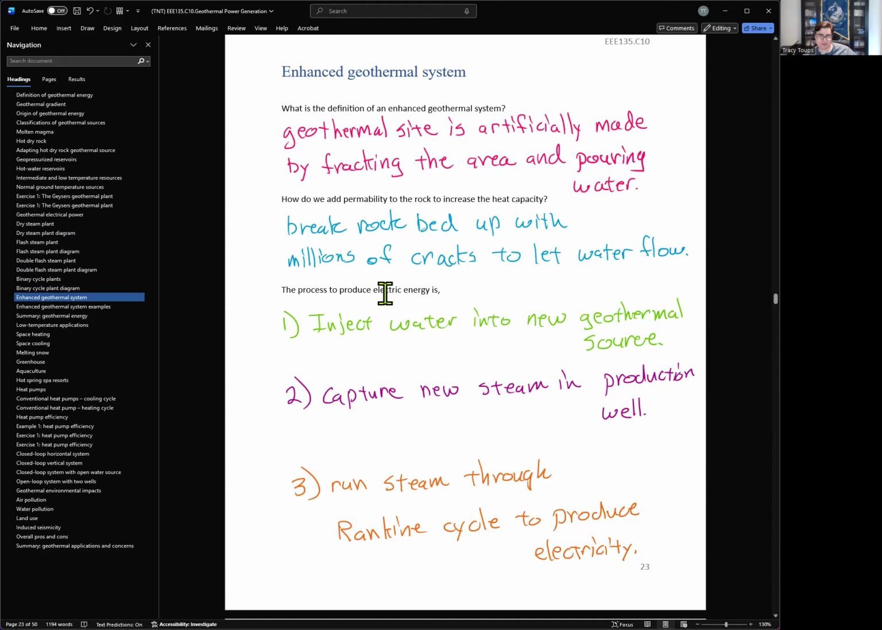Okay. The process to produce electric energy is we have to inject water into the new geothermal source. It's not naturally there. We need to capture the new steam in a production well and run the steam through a Rankine cycle to produce electricity, and you want to keep injecting water back in. Okay, you just want to do this over and over and over again.